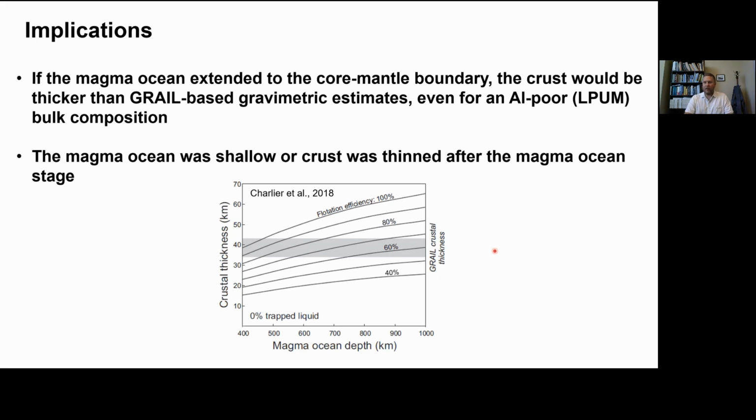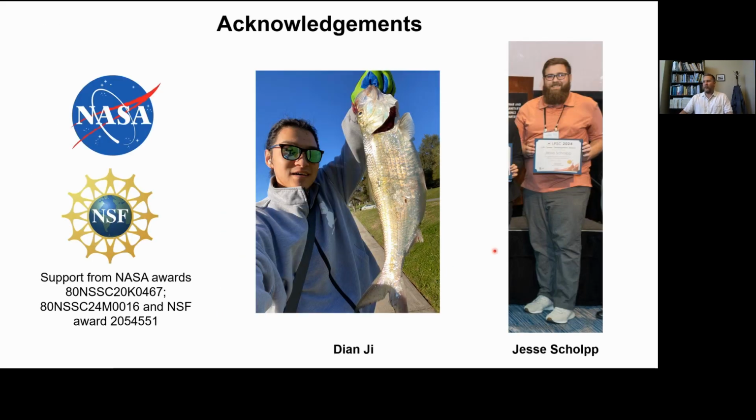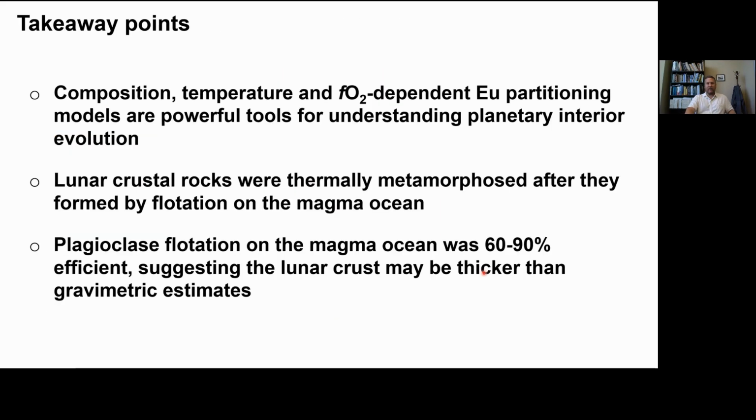All right, so this was kind of a whirlwind tour through our work investigating the distributions of europium and what we could learn about the moon from it. I want to acknowledge funding from my sponsors and the contributions that Dion and Jesse made to this work, and I'll leave you with a couple takeaway points. Thank you.